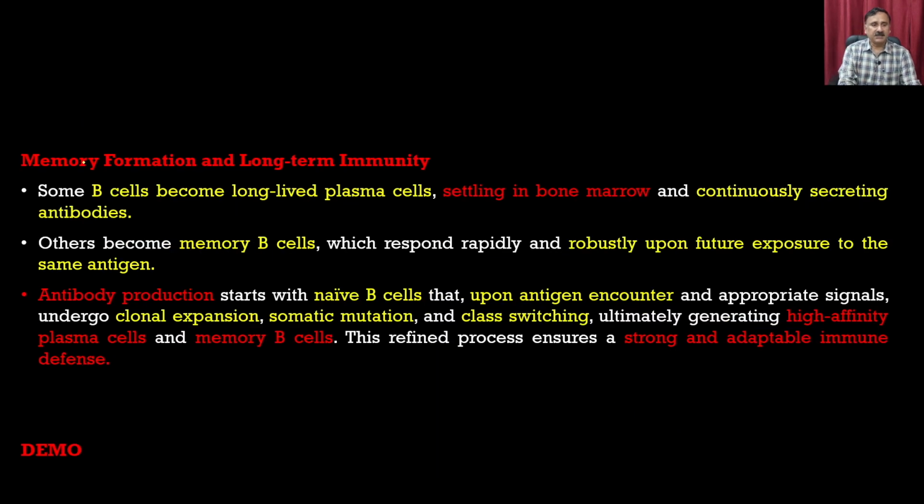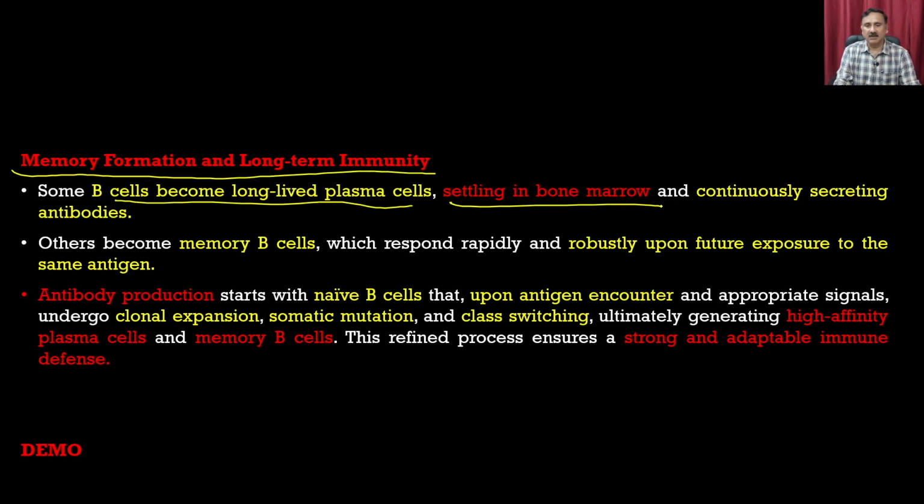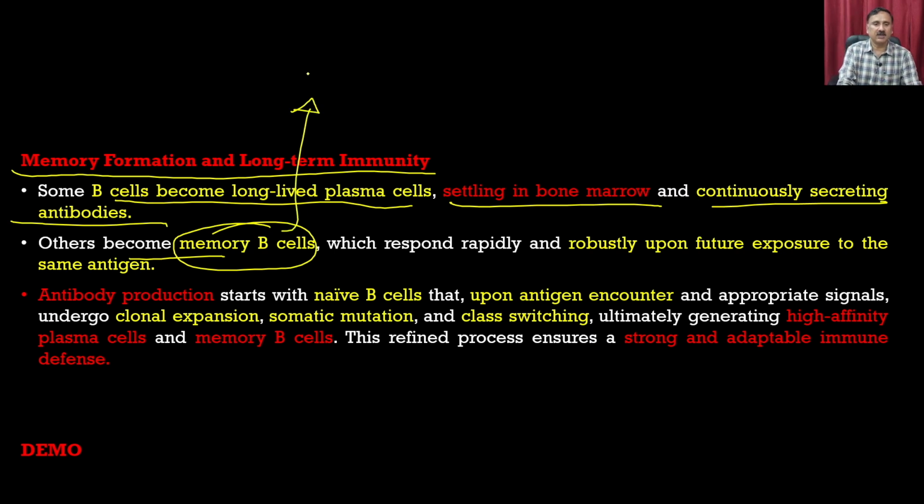Now, at this stage, there will be memory formation and long-term immunity. So the B cell becomes a long-term plasma cell, sitting in the bone marrow and continuously secreting antibodies. Some of these B cells are going to be transformed into memory cells, so that they are going to keep a memory of this particular antigen.